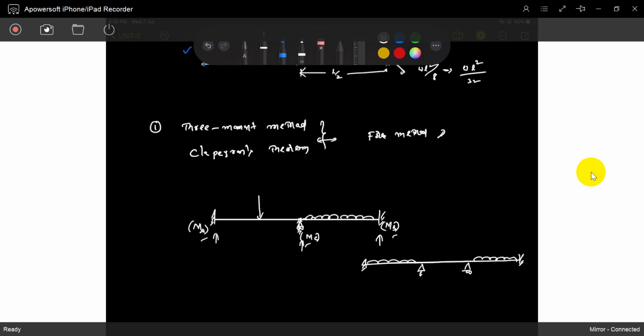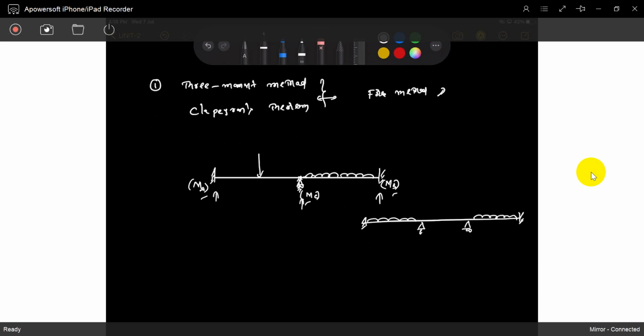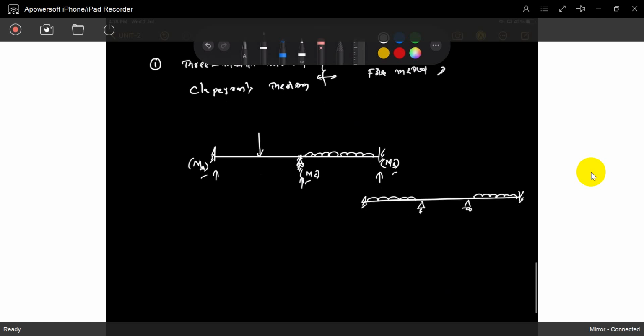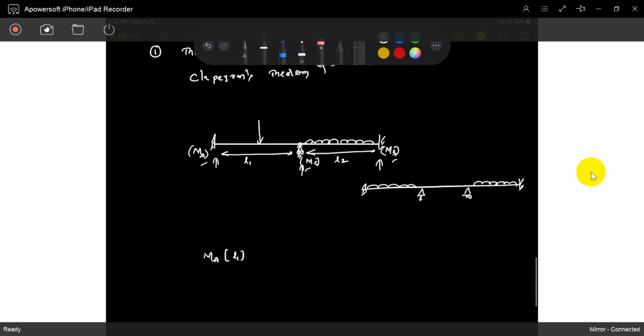So what is that? See, there is no requirement of proof, it has no significance. See, it is MA into L1. If you take this as L1 and this as L2, compulsorily you choose two spans. Two spans are required. MA L1 plus MB into L1 plus L2.